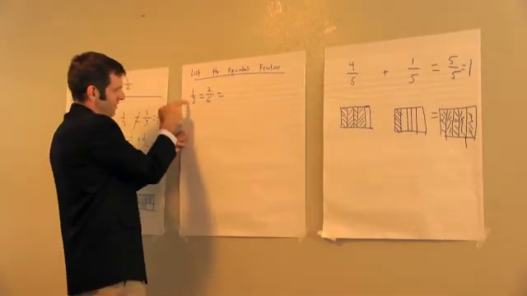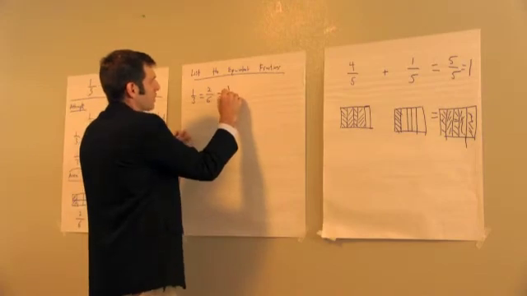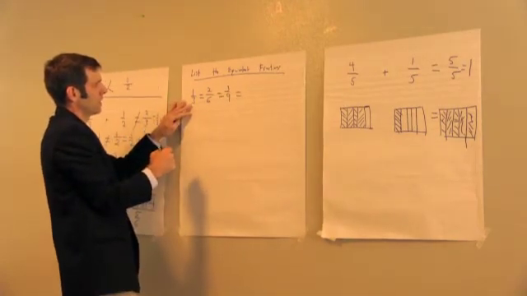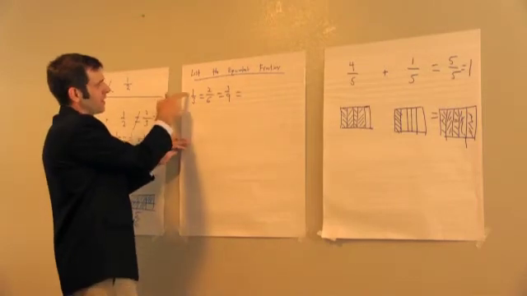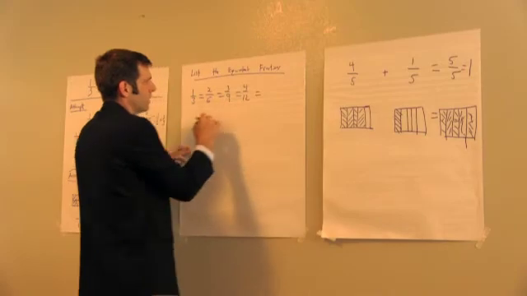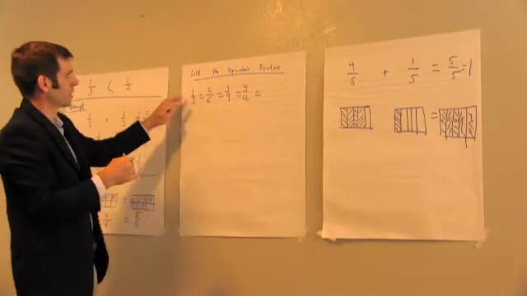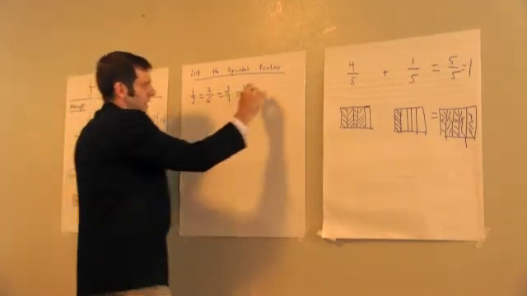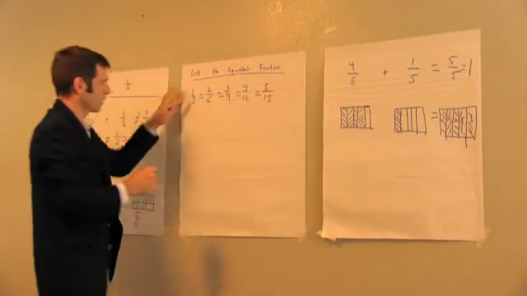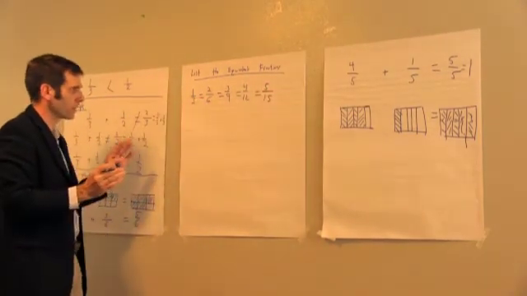By 3? 3/9. Great. Keep going. 3/9. What's another equivalent fraction? Let's do 4. 4/12. There you go. 4/12. How about one more? 5/15. Great. 5/15. Okay, so those are some equivalent forms of 1/3, right?